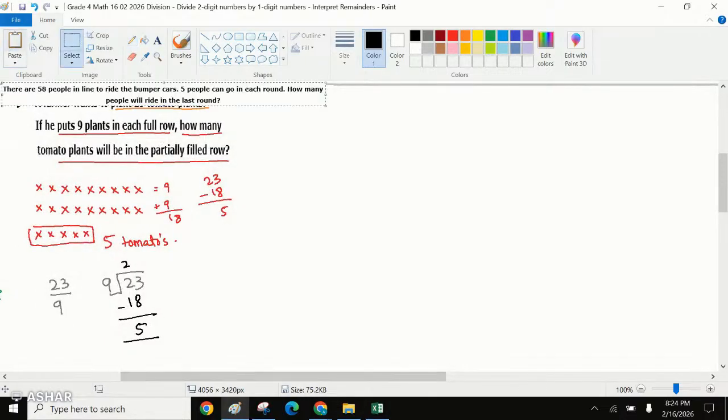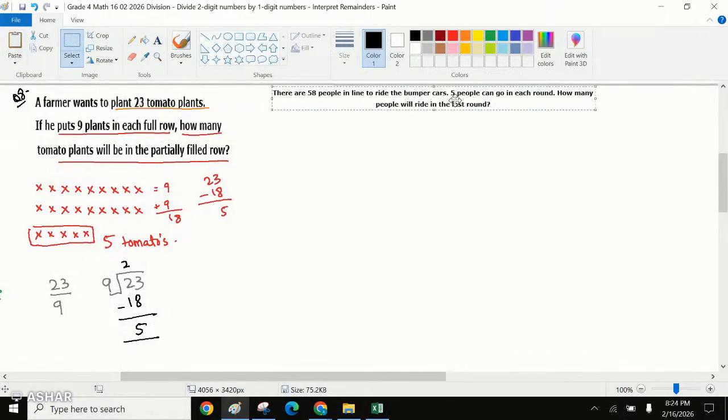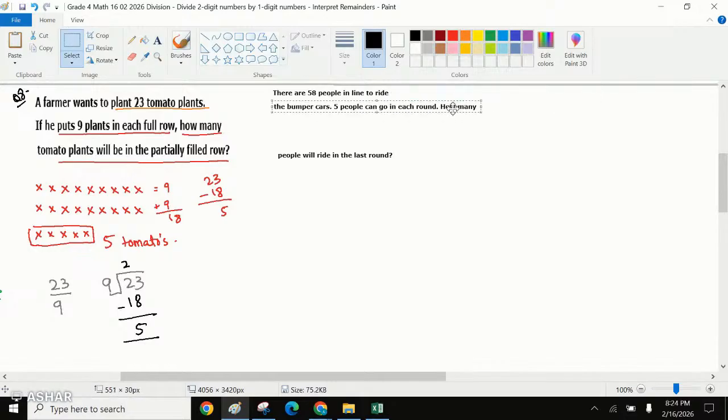Okay, let's have a look at this. There are 58 people to ride the bumper cars. 5 people can go in each round. How many people will ride in the last round?